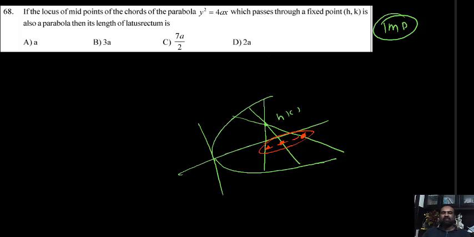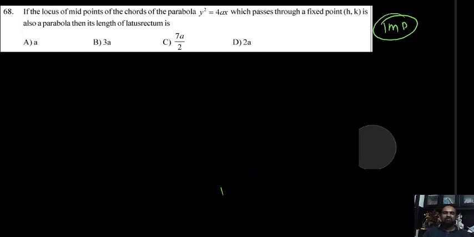It is also a parabola, then find its length of latus rectum. First of all, we need to find the equation of the parabola. After that, you can find the length of latus rectum. For example, after converting that into the form y squared equal to 4ax, then this 4a gives the length of latus rectum. So first of all you will find the equation of that parabola. It's a very interesting problem.